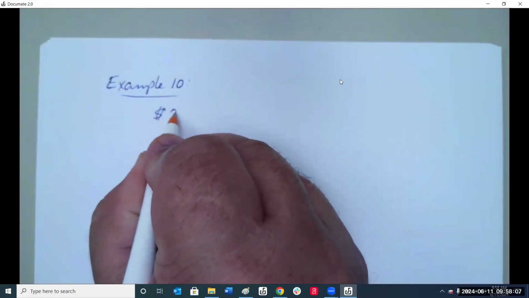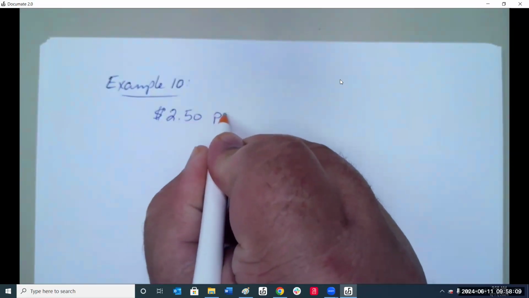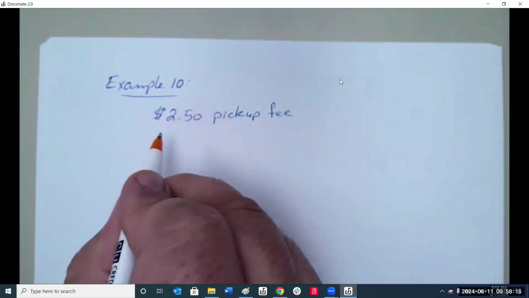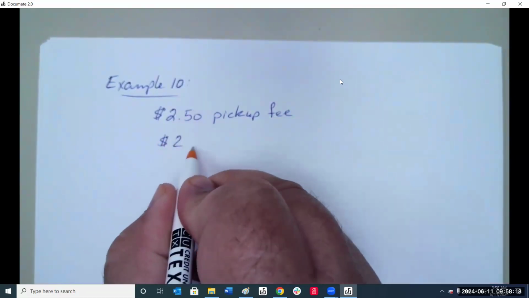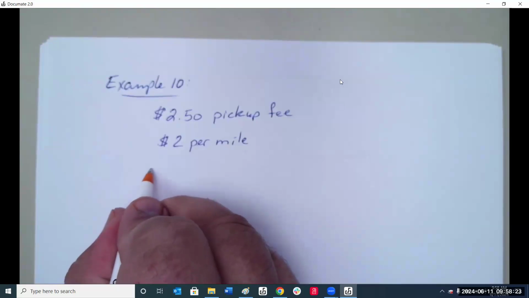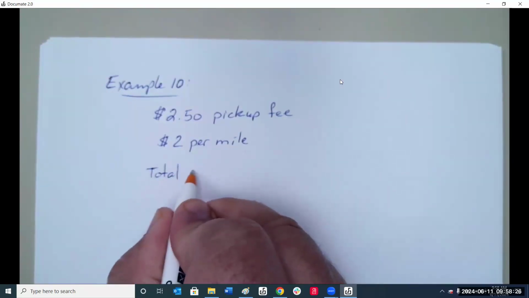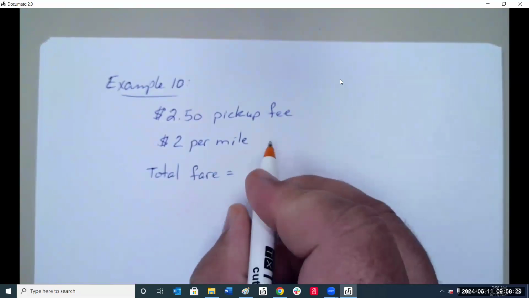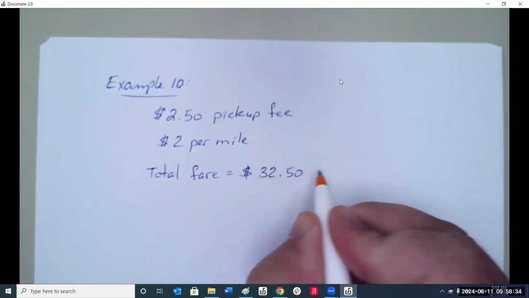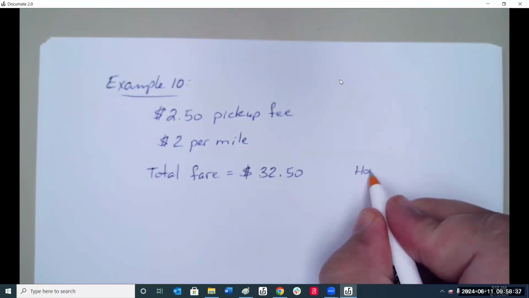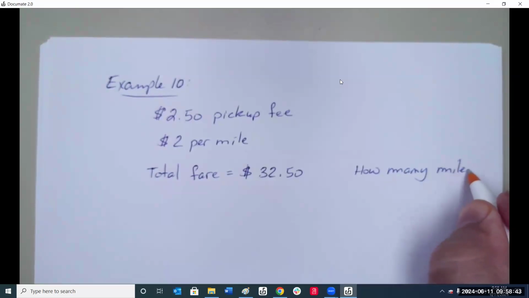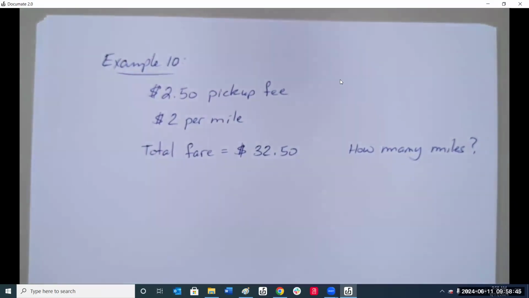So we know $2.50 pickup fee, $2 per mile, total fare from the airport to his hotel was $32.50. How many miles? We're trying to find the distance.